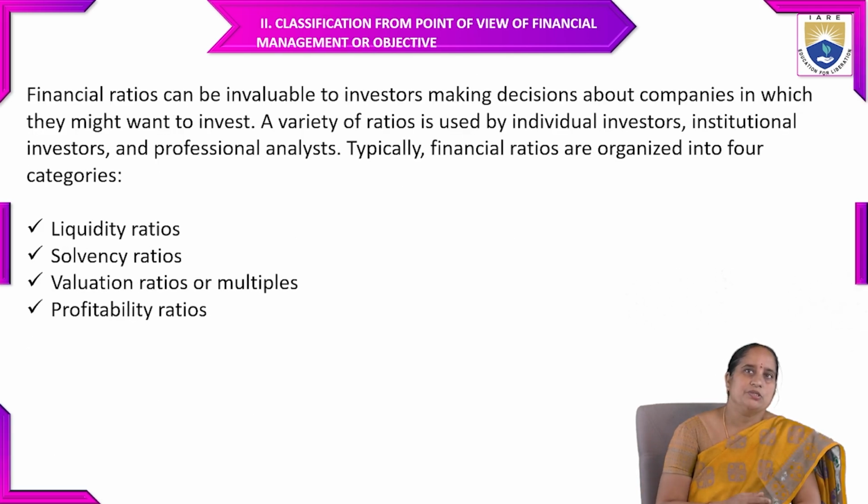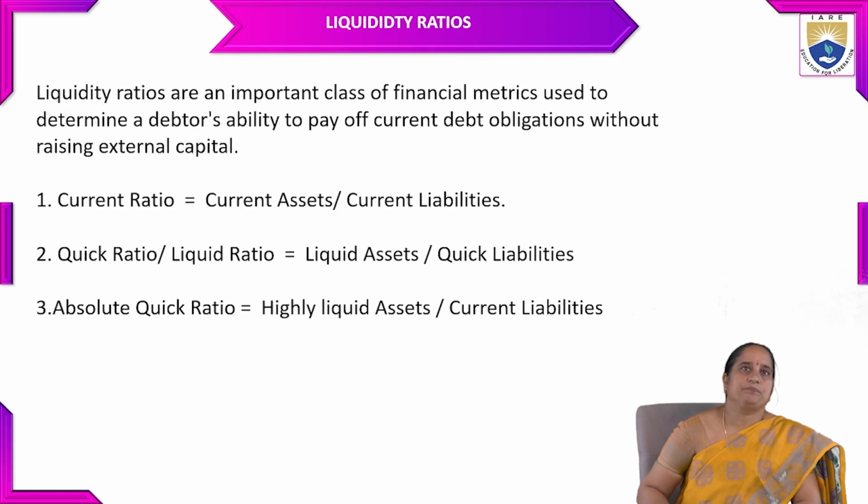And second, classification from the point of view of financial management or objectives. So financial ratios can be invaluable to investors making decisions about companies in which they might want to invest. A variety of ratios is used by individual investors, institutional investors, and professional analysts. Typically, the financial ratios are organized into four categories. First one, liquidity ratios. Second, solvency ratios. Third, valuation ratios or multiples. And fourth one, profitability ratios.